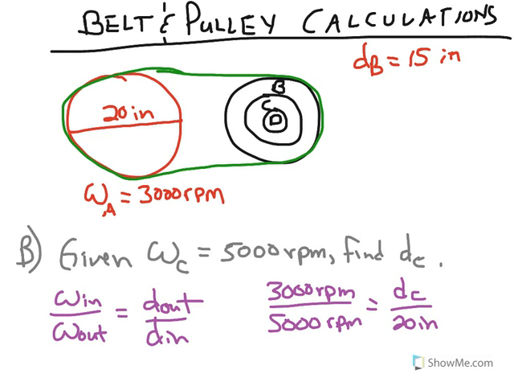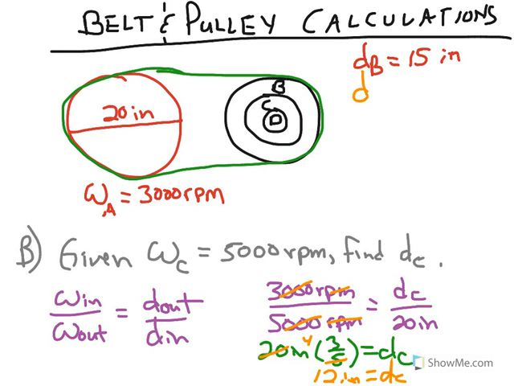Doing some canceling here, we can divide 1,000 from the top and the bottom. We can divide revolutions per minute, top and the bottom. To get the diameter by itself, multiply both sides by 20. So you get 20 inches times 3/5 equals the diameter at C. One little canceling. 20 divided by 5 is 4. 4 times 3 is 12. So we get 12 inches is the diameter at C. Write that down up here. So I can erase this to do the next question.